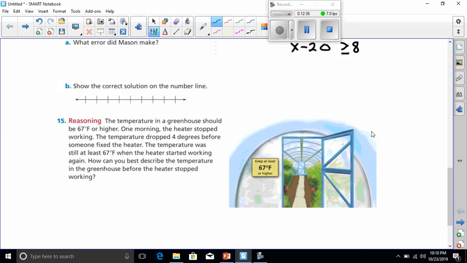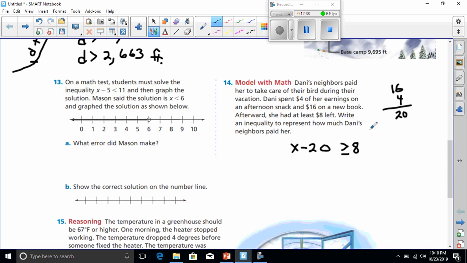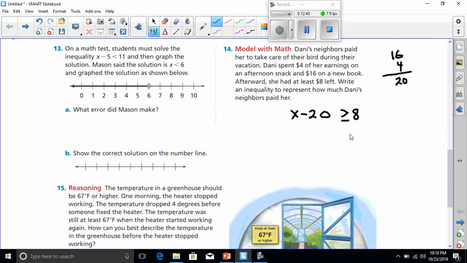Oh, that was the last one that I have to do. I think everyone knows if you wanted to solve this, and we're just going to go ahead and do it for laughs here, I would have to add 20 to this side, which means I would add 20 to this side, and that would make x greater than or equal to $28. So in other words, they paid her more than or equal to $28, $28 or more.